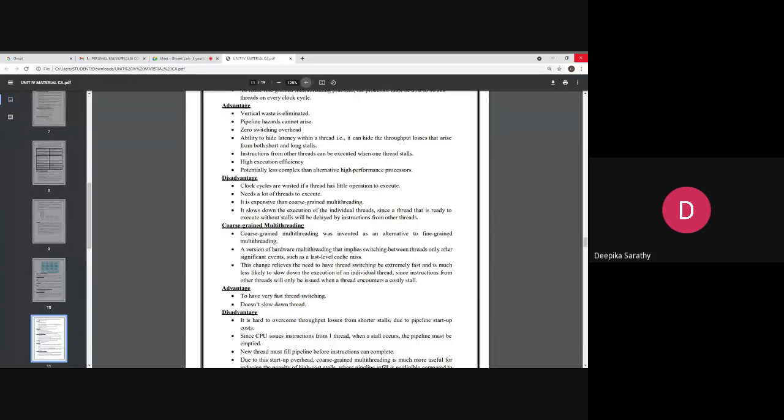So from this instruction, other threads will only be issued when a thread encounters a costly stall. Okay? When my processor is executing a certain thread, it will wait until the thread execution is completed. If there is any issue and it has to go to the next thread, it will go only when that thread is a costly one, depending upon the priority. That is, the execution of that thread is very highly prioritized.